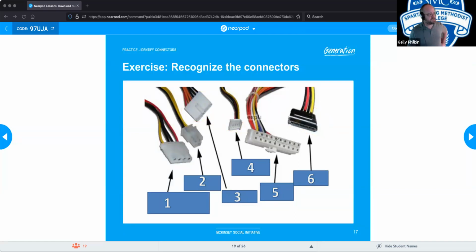2 is the CPU power supply. Now, if it was for the PCIe, that would be a 6 or 8-pin connector, but it would still have this square shape like this one is.